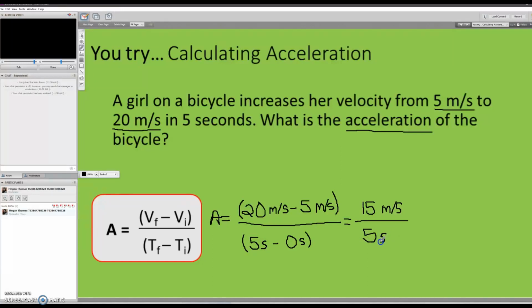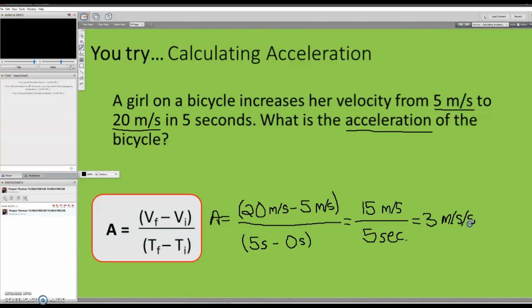So now that we have carefully done our calculations to find our change in velocity and our change in time, we can take our final step and divide these pieces of information along with our units. So 15 divided by 5 is going to give you a total of 3. And we need to include our correct units for acceleration. And we have meters per second divided by seconds.